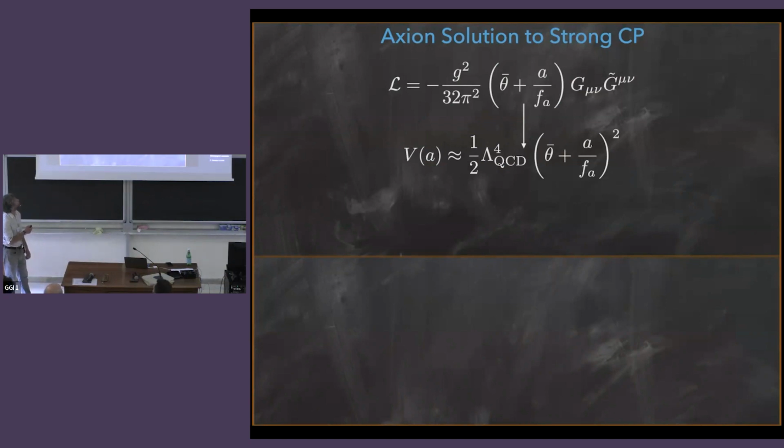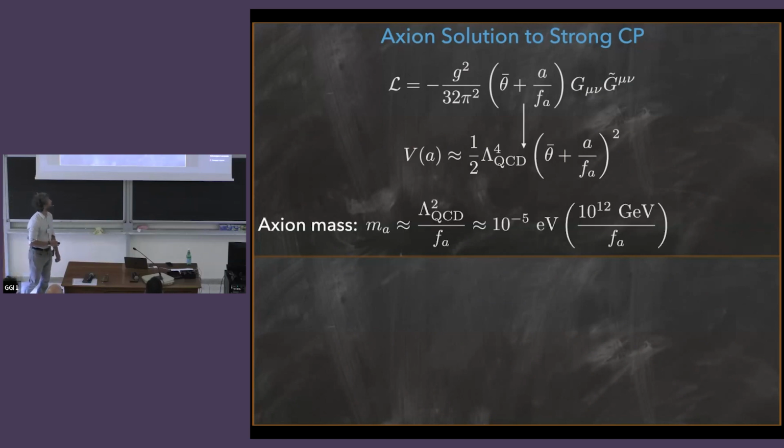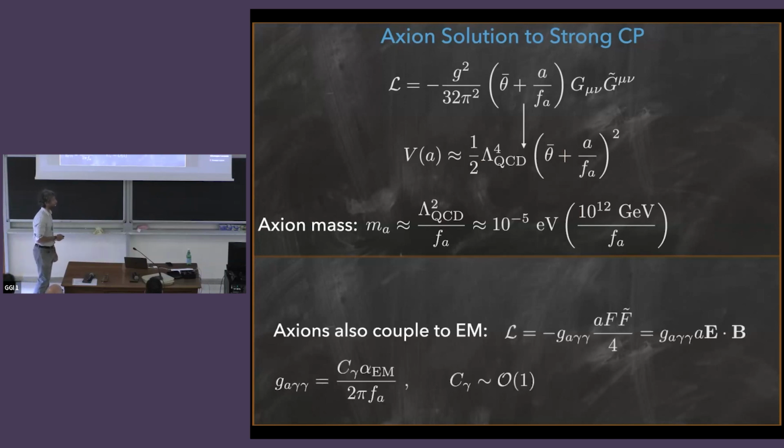A is my axion, f_a is the decay constant, below the QCD confinement scale. QCD instantons generate a potential for the axion. When it minimizes that potential, it dynamically solves the strong CP problem. In the process, it acquires a small mass, around 10^-5 eV, for a decay constant of about 10^12 GeV.